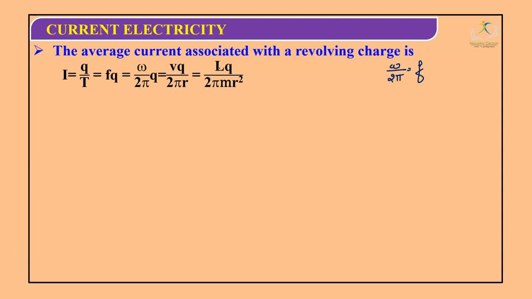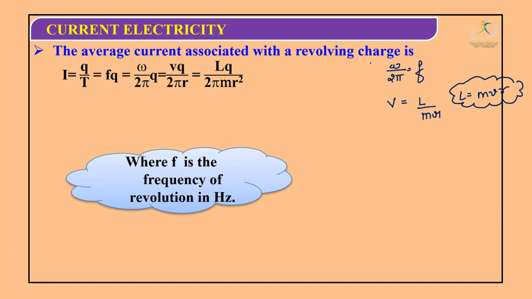V by 2 pi r is equal to, again, V is equal to L by mr, or L is equal to mvr. We know this is angular momentum. So during the circular motion, angular momentum remains conserved. So we will use this term here over there and get the result.